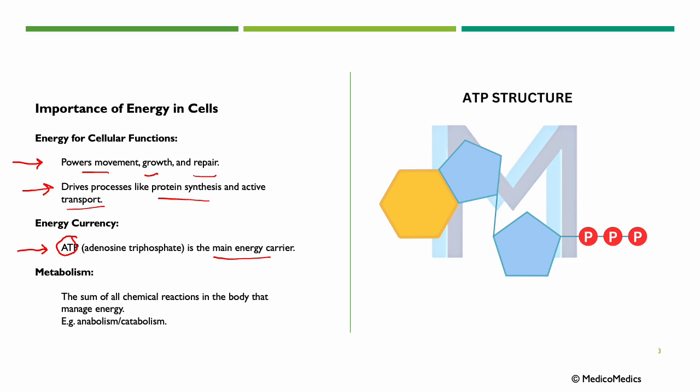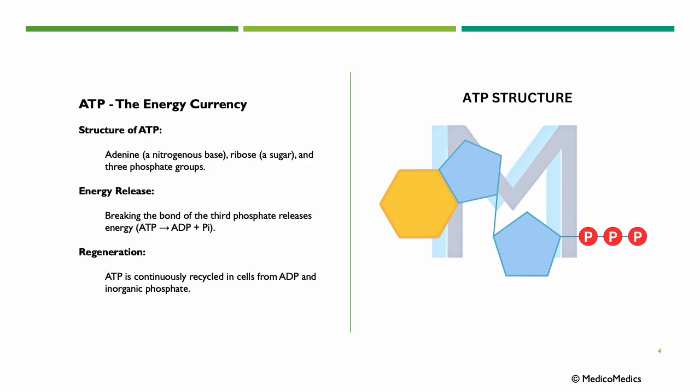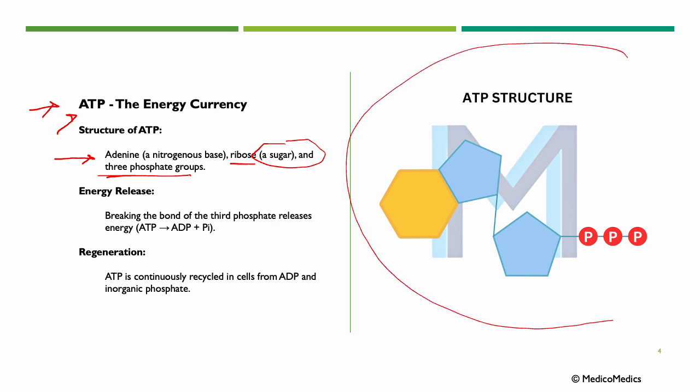Now let's dive deeper into ATP, the molecule that powers cellular activities. So ATP is the energy currency. What is the structure of it? We have adenine, a nitrogenous base. We have ribose, a sugar, and 3 phosphate groups. So in the name, you have adenosine triphosphate, meaning 3 phosphate groups. And as you can see in this illustration here, we have 3 phosphates attached to it.